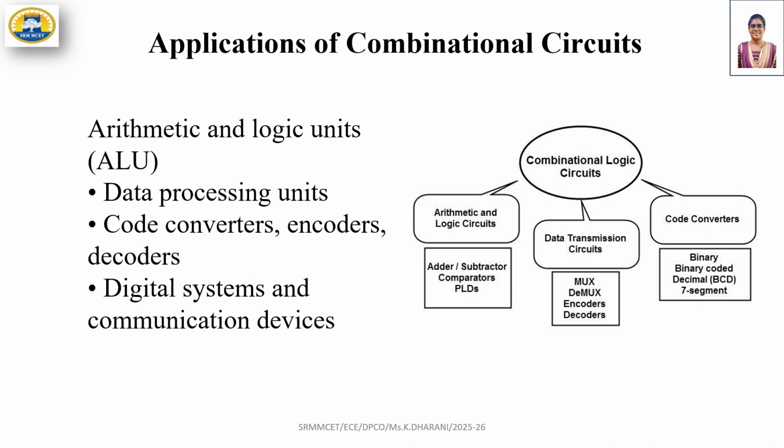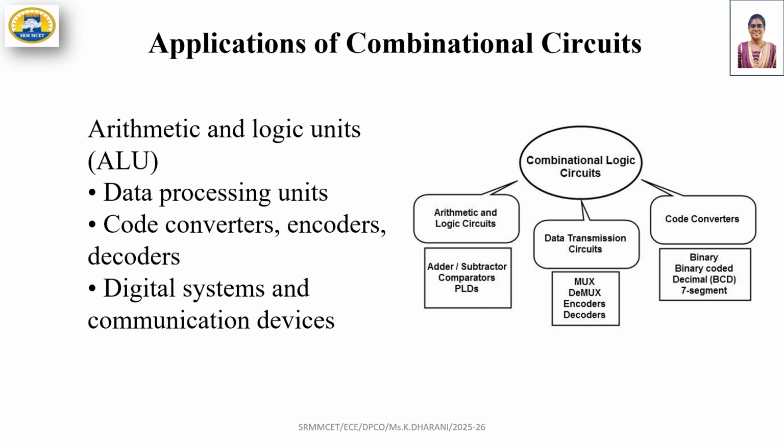For applications, I have given arithmetic and logic units, data processing units, code converters, encoders and decoders, digital systems and communication devices. While seeing this diagrammatic representation, you can easily understand how combinational logic circuits work. It is segregated into three: arithmetic and logic circuits, data transmitter circuits, and code converters.